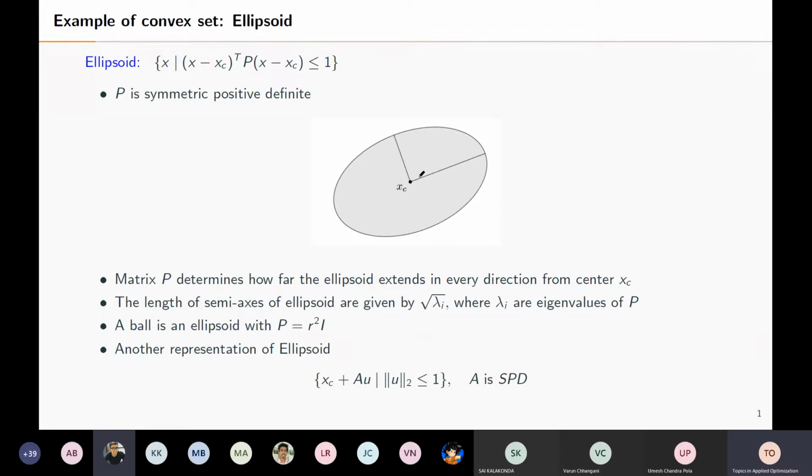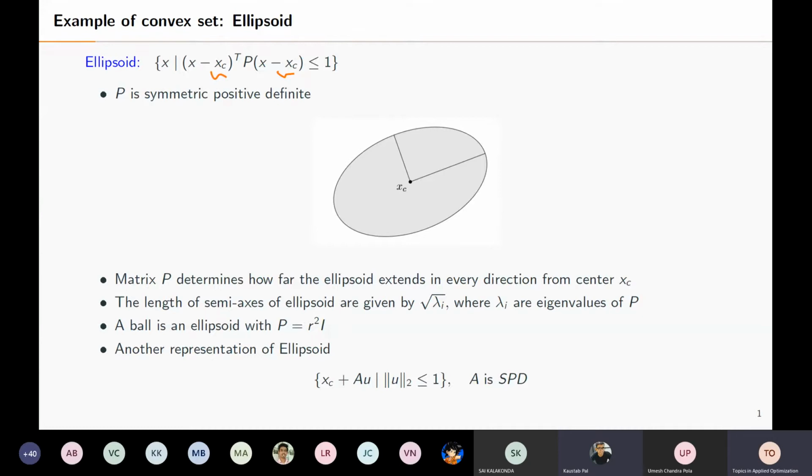Yes, I had a doubt. In the ellipsoid equation, P is symmetric positive definite. So according to the definition of symmetric positive definite, x transpose Px is greater than 0, right? Because that is the quadratic form, and if P is symmetric positive definite, its minimum will be at 0. But here in the equation, it is written less than or equal to 1. No, but there is an offset here also, right? So this x will go to the right hand side, right?